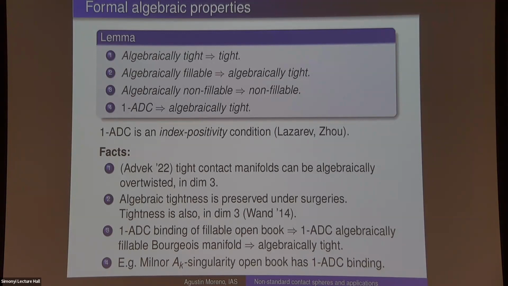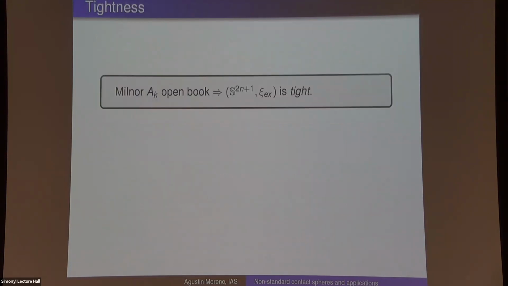And this will be crucial for us. If you start with the binding of a fillable open book which satisfies this index positivity condition, then this stabilizes under the Bourgeois construction. This gives you an algebraically fillable Bourgeois manifold, which in particular implies algebraically tight. I want to emphasize that because we did surgery on this, and algebraic tightness is preserved under surgery, so we get the same thing at the positive end. For example, if we took a Milnor A_k singularity open book on the sphere and do the Bourgeois construction, I still get one of these algebraically tight Bourgeois manifolds. When I do surgery, I get an algebraically tight sphere and in particular a tight one. So this is how you show tightness.